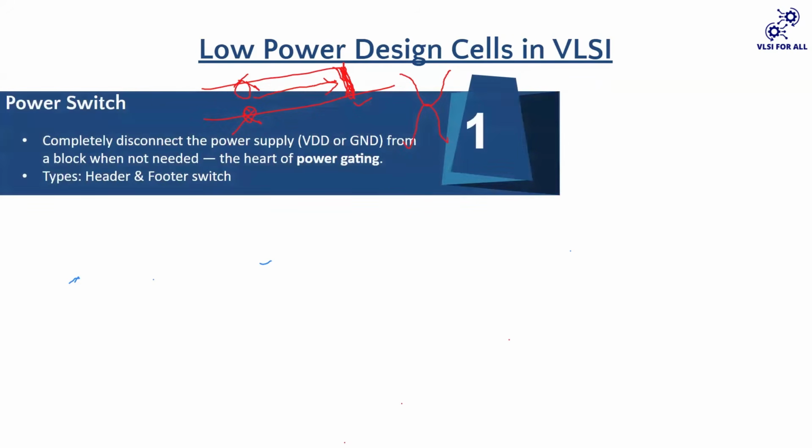The power switch is used for power gating techniques. The technique I discussed in power gating is to completely turn off the power. In order to implement that technique, I am using a power switch. It will completely remove either the VDD or the ground from your design. If you remove VDD, it is a header switch. If you remove ground or VSS, it is called a footer switch.